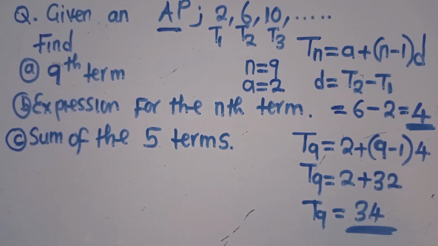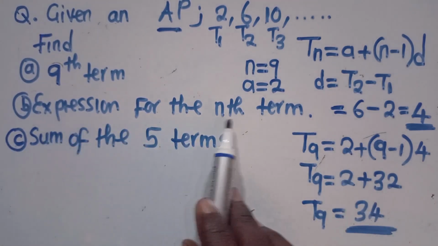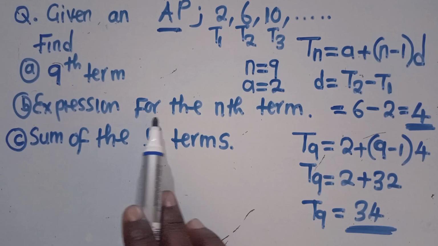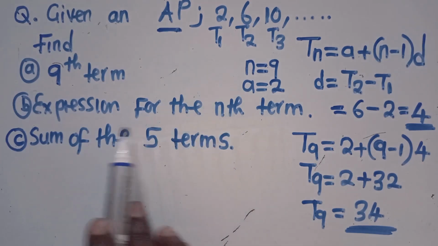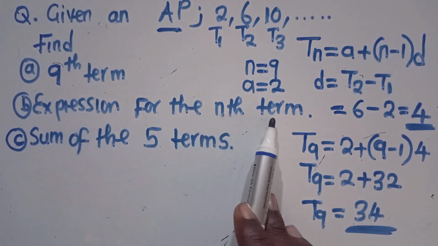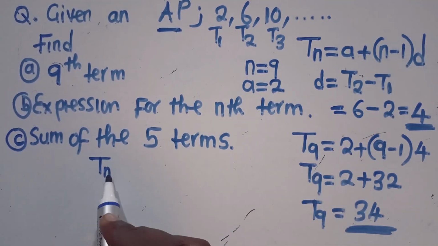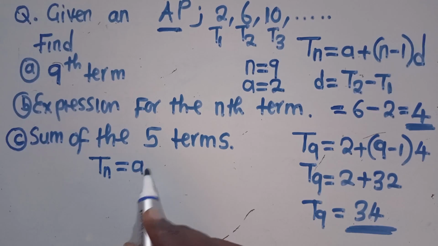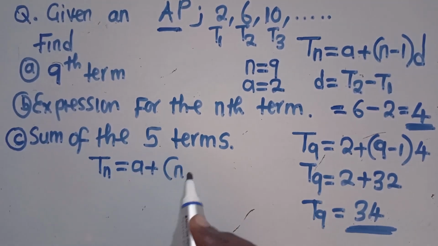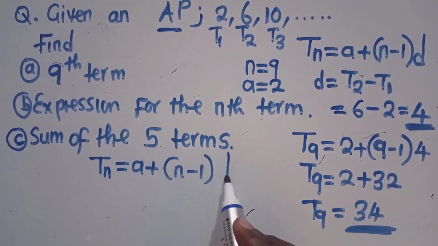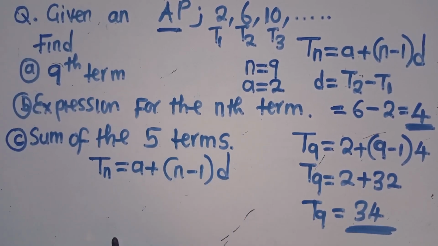We move to another question. This question that is here. The question is saying expression for the nth term. They want us to find the expression for the nth term. So the nth term formula is Tn is equal to A plus (n minus 1)d. That is the common difference.